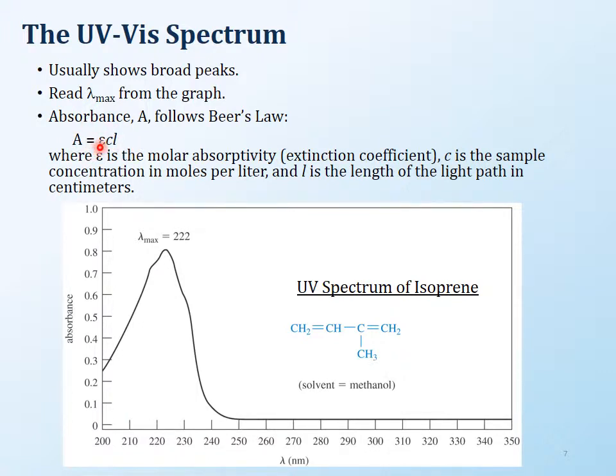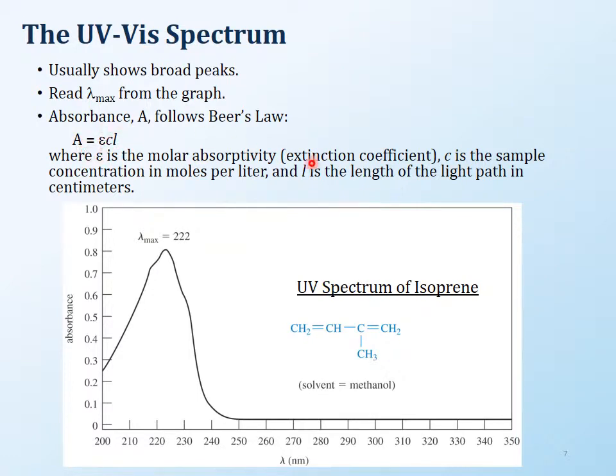The epsilon over here is called molar absorptivity, or it's also called extinction coefficient, and C is the concentration of the sample, and L is the length of the light path, because it does matter how much light is passing through your sample. In most of the cuvettes that we use, they're all 1 centimeter. So we don't have to worry so much about the length of the sample. We have to just worry about the concentrations, okay, and so on.